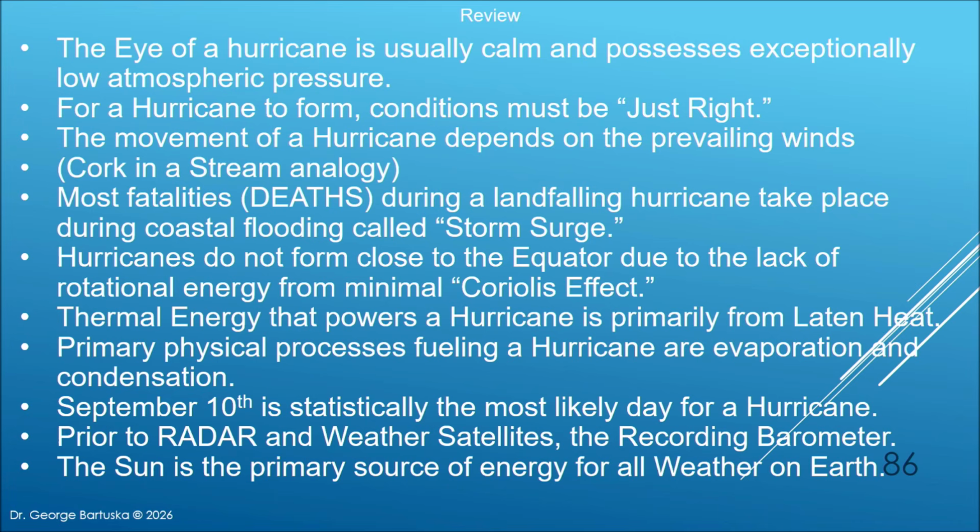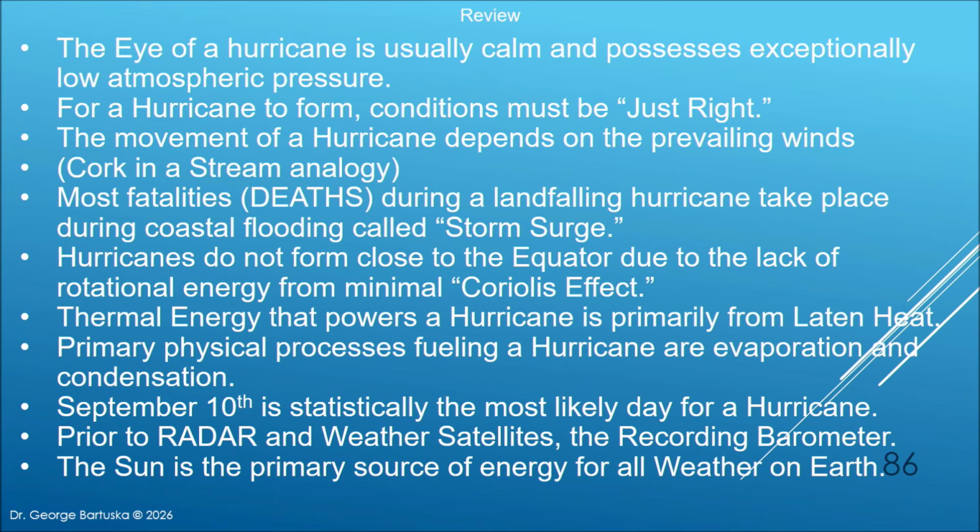Hurricanes do not form close to the equator due to the lack of rotational energy from the lack of Coriolis effect. The thermal energy that powers a hurricane is primarily from latent heat during condensation. There's sensible heat just from the evaporation of the water, and then as the water is picked up in the updrafts and water condensation takes place, it gives up the heat. We call it latent heat. Primary physical processes fueling a hurricane are evaporation and condensation.